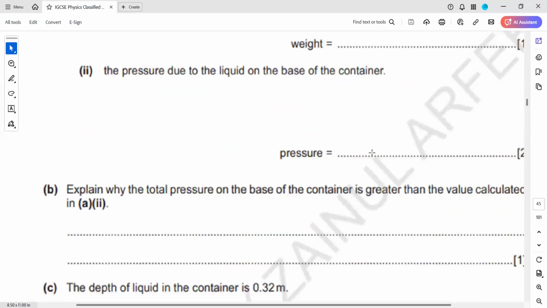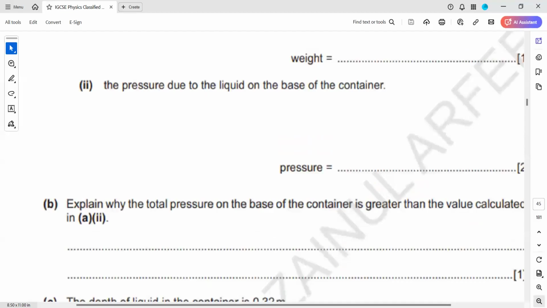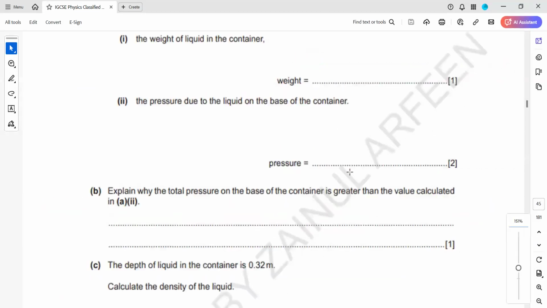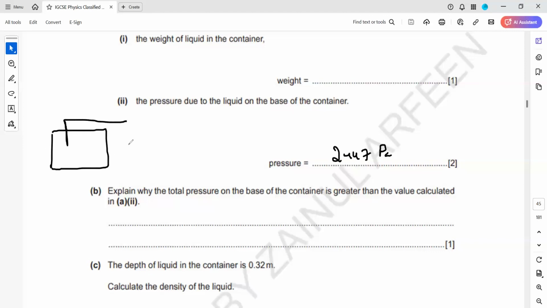Explain why the total pressure on the base is greater than the calculated value. For example, we calculated that it was 2,447 Pascal or Newton per meter square. But in practice, the pressure will be higher than this value. What could be the reason?